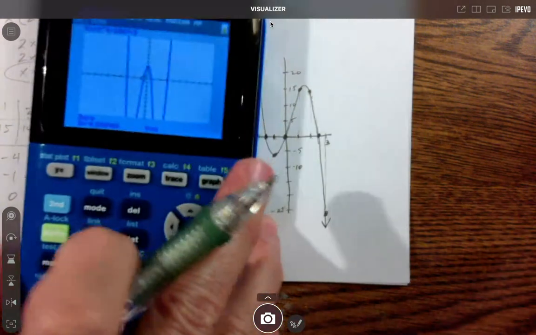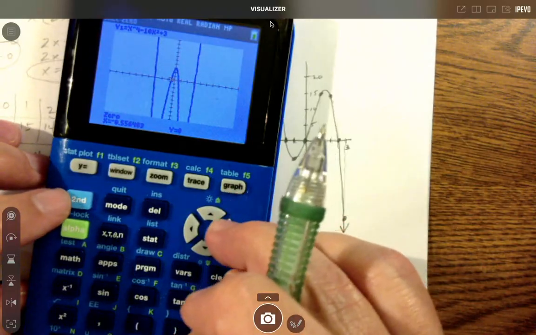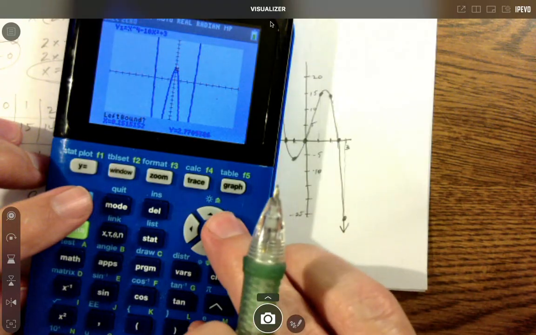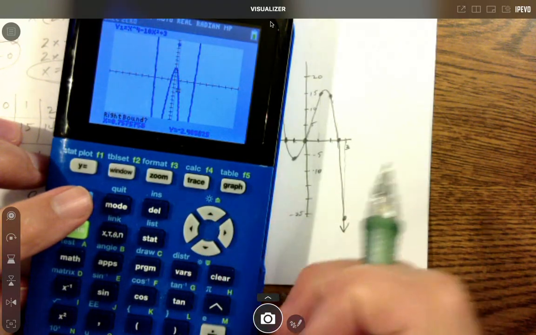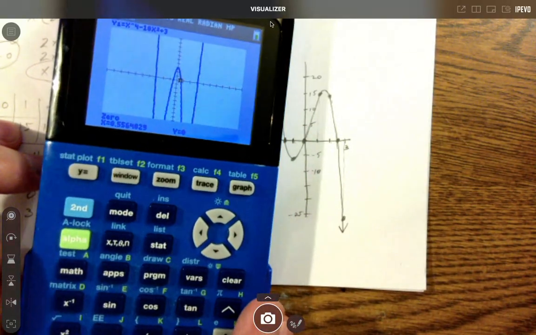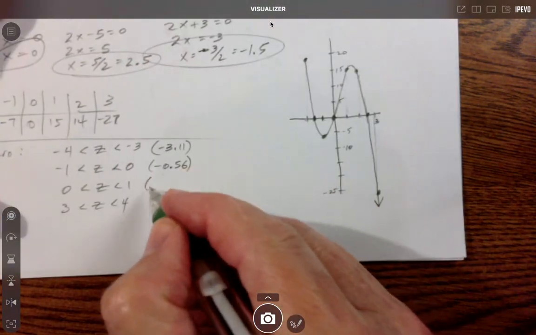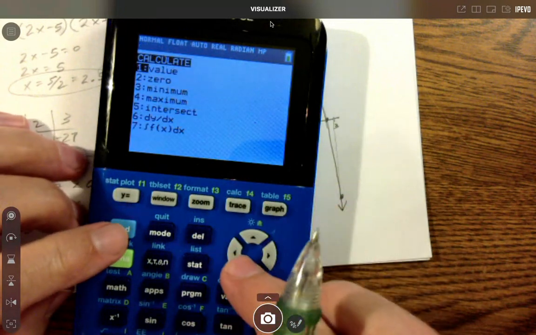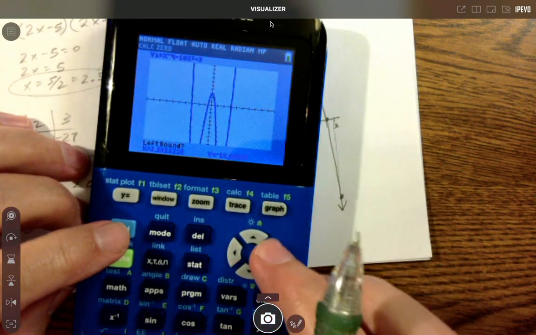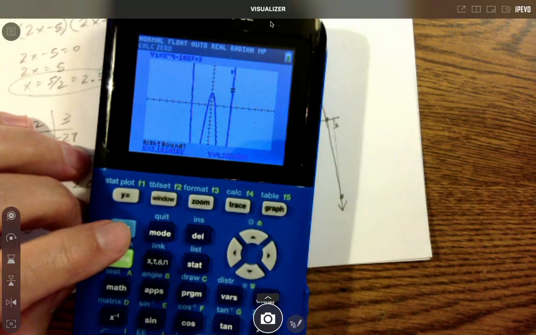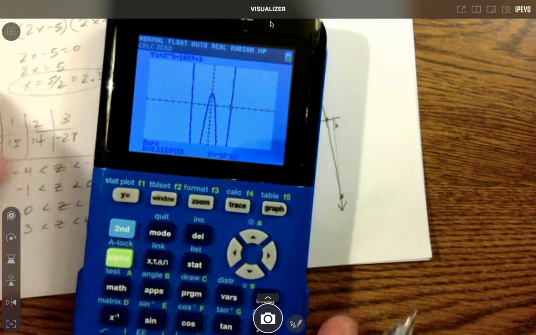Okay, and then we'll do it again. It looks very symmetric, so my guess is it's going to be positive 0.56. So there's left, there's right, and it is positive 0.56. And this one's going to be 3.11. Let me do it just to be absolutely sure. Oh, all right, so there's left, there's right, 3.11.